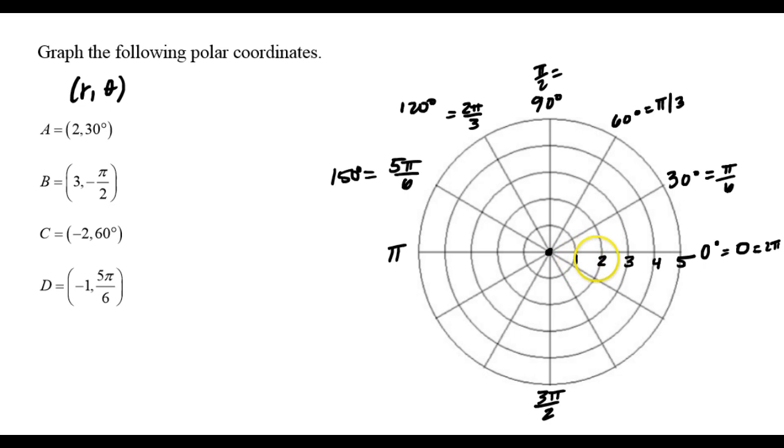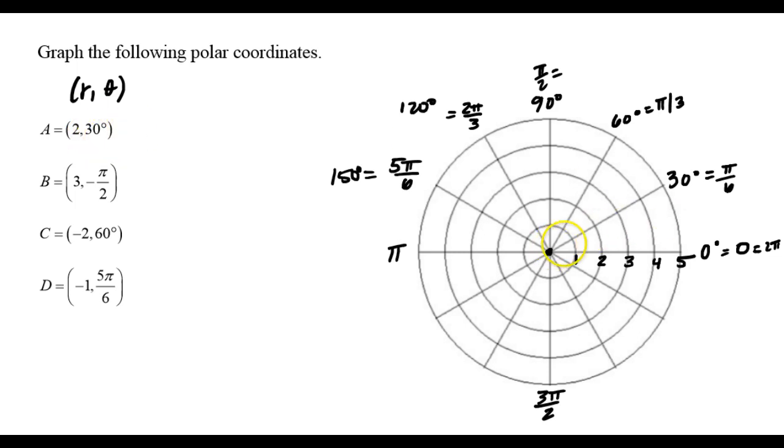So we have our tick marks labeled on the polar axis. We have our pole labeled. And we're so used to reading coordinate points that are rectangular, so we usually read the first coordinate first and then we read the second coordinate. But with polar coordinates, we're actually going to start with the angle. So for A, I want to go to an angle measure of 30 degrees.